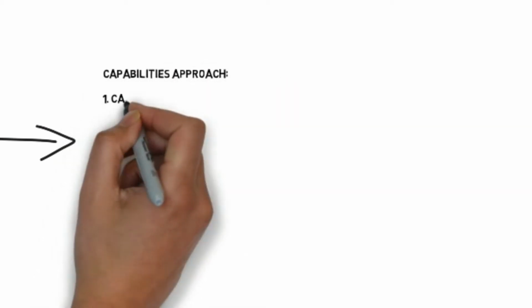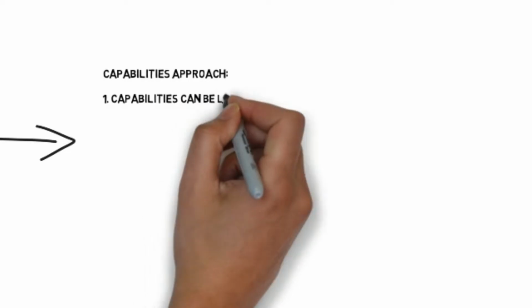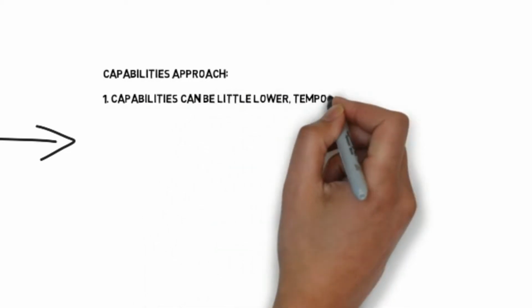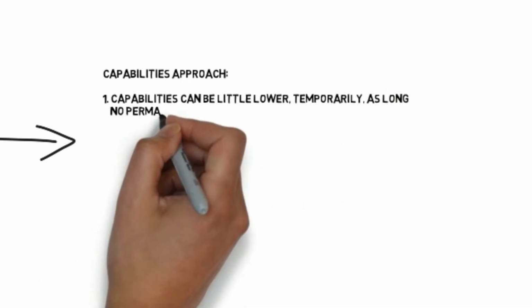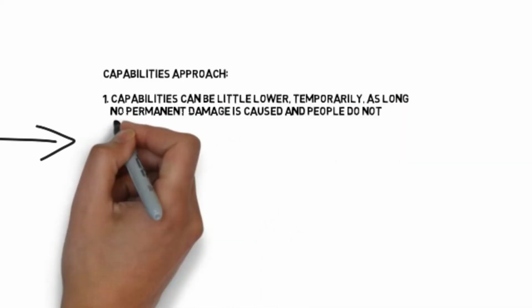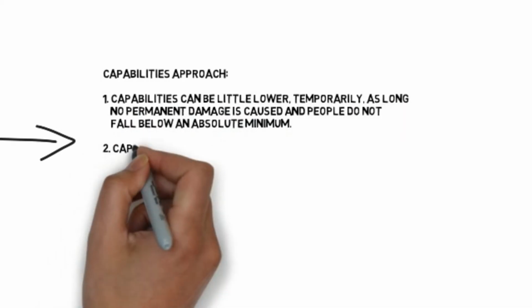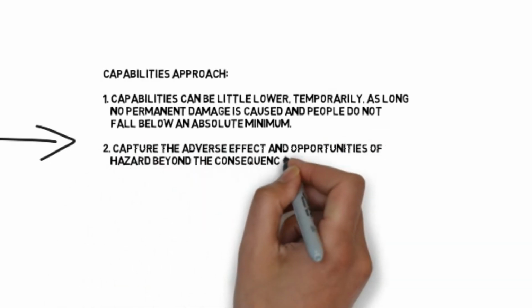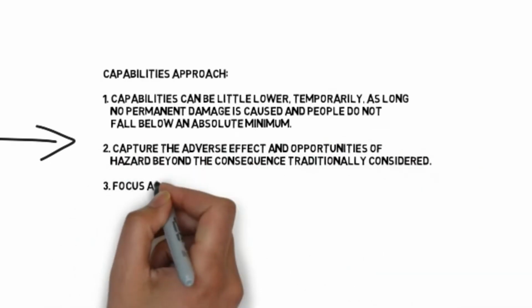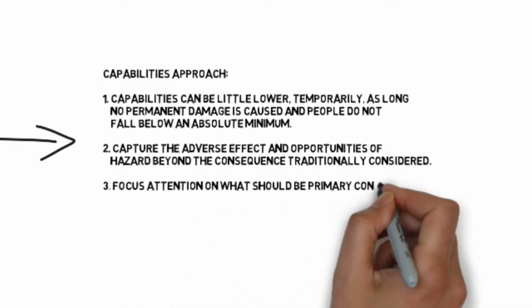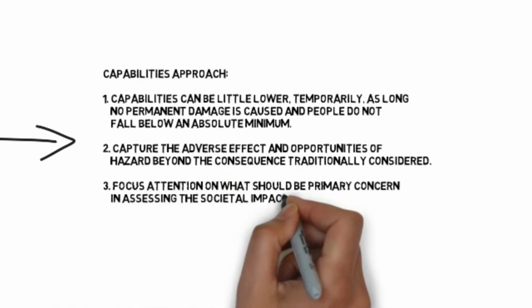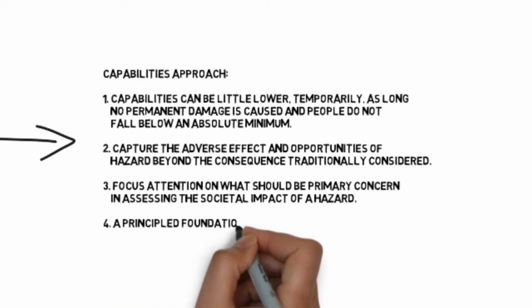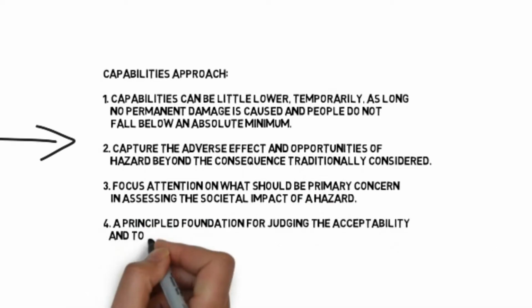Capabilities approach. First is that capabilities can be a little lower temporarily as long as no permanent damage is caused and people do not fall below an absolute minimum. It captures the adverse effects and opportunities of hazard beyond the consequences traditionally considered. It focuses attention on what should be the primary concern in assessing the societal impact of hazard, a principal foundation for judging the acceptability and tolerability of risk.